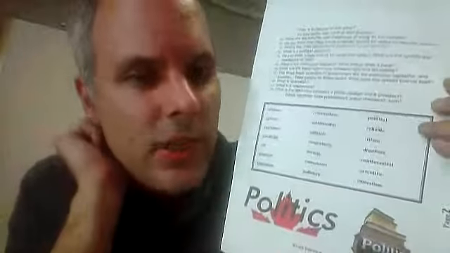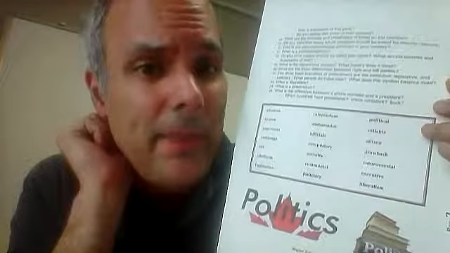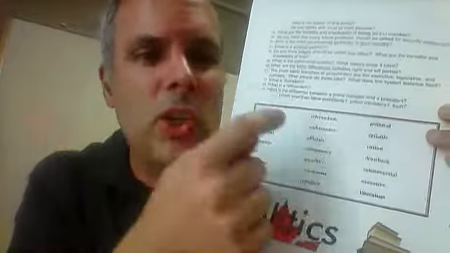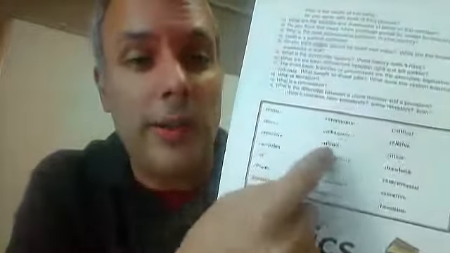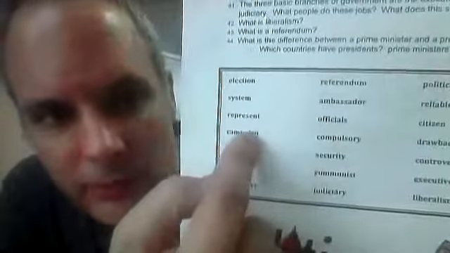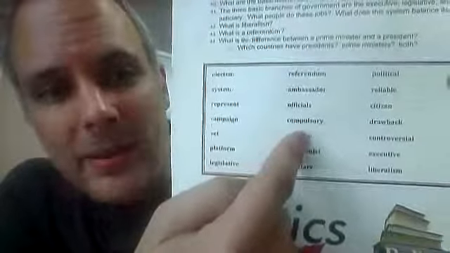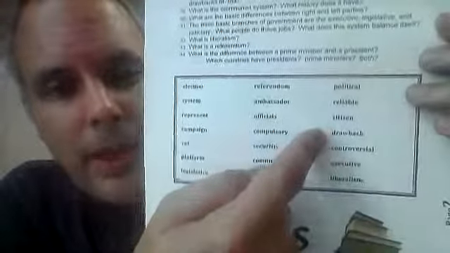So politics, political, ambassador. We talked about ambassadors and embassies, and a consulate. A consulate is like a smaller embassy and stuff like that. And reliable and represent, officials and citizen, and campaign and compulsory. Compulsory like mandatory. And then drawback. And we stopped at drawback, okay?